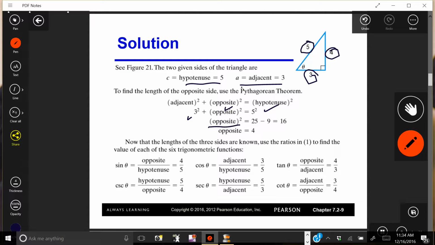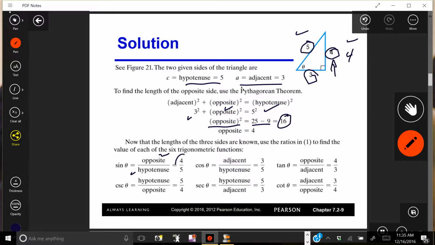Solving for opposite squared, we get that the opposite squared is 25 minus 9 equals 16. So the opposite is 4. So we now can label that the opposite is 4. And then we can simply write down the trig functions. The sine, which is opposite over hypotenuse, would then be 4 over 5.